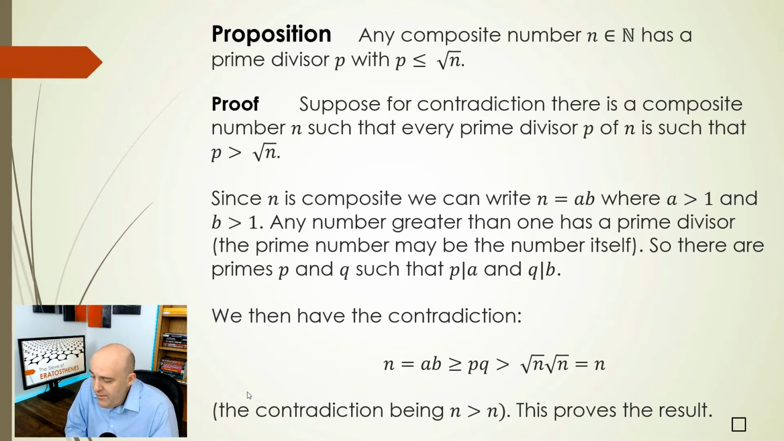Now we have the contradiction, because n is equal to a times b, but since p divides a, we know a is greater than or equal to p. Since q divides b, we know b is greater than or equal to q. So n is a times b, which is greater than or equal to p times q. But by assumption, since a and b divide n, p and q divide n, and so those prime divisors must be bigger than root n. So p times q is strictly larger than root n times root n, which equals n. And then we have a contradiction, because it's saying n is strictly greater than n. That's a contradiction, and that in fact proves the result.